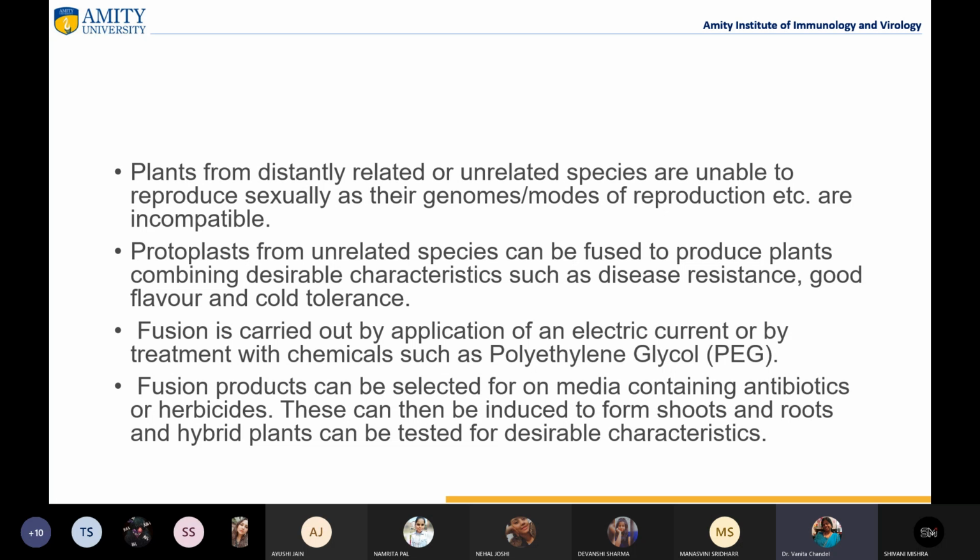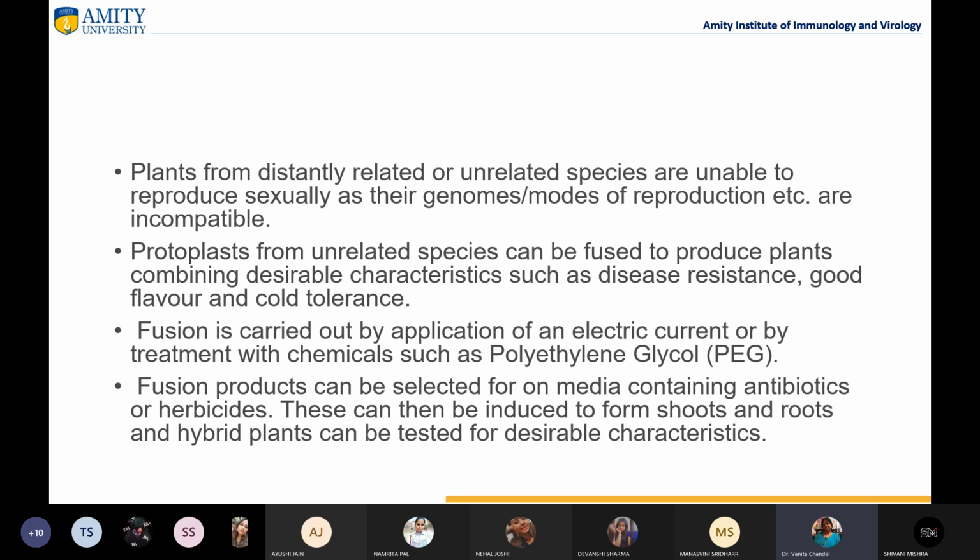tolerance also, right? So again, this we studied last time also, that fusion is carried out by application of electrical methods, or by the treatment of many chemicals which are used for the fusion of these protoplasts, called fusogens, right? Last time we discussed this term, that they are known as fusogens. So fusion is carried out by the application of electric current, or by treatment of chemicals such as lead. So fusion products can be then selected on media which contain antibiotics or herbicides, and then they can be induced to form shoots or roots, and hybrid plants can be tested for desirable characteristics.